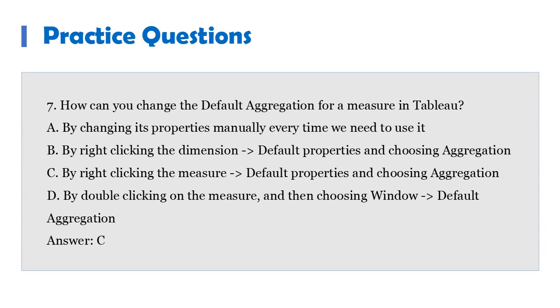7. How can you change the default aggregation for a measure in Tableau? A. By changing its properties manually every time we need to use it. B. By right-clicking the dimension to default properties and choosing aggregation. C. By right-clicking the measure to default properties and choosing aggregation. D. By double-clicking on the measure, and then choosing Window to default aggregation. Answer: C.